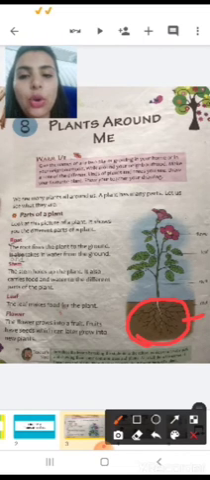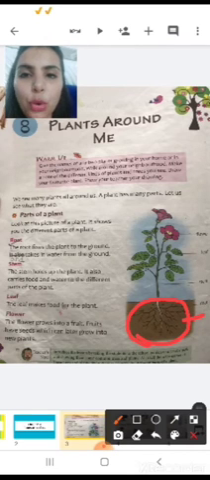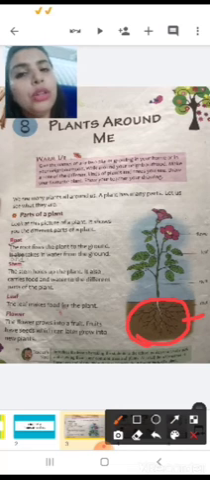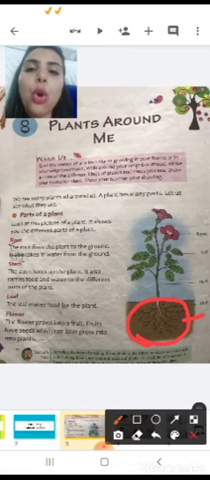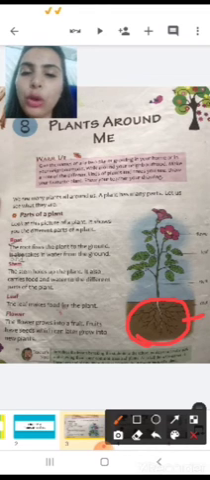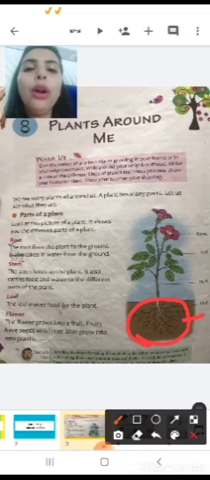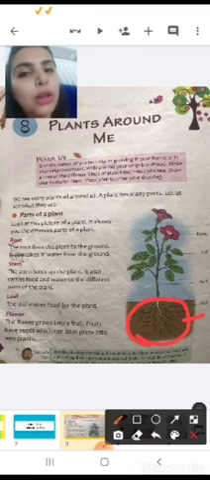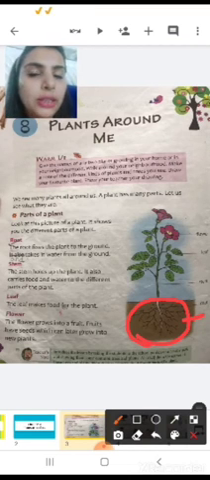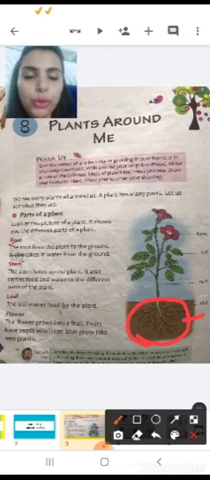Okay, it also takes in water from the ground. So whenever we give water to the plants, it directly goes to the roots, and the roots spread water all over the plant. So basically the water which we give, or the water which is already in the ground, all this water is taken by the roots. Okay, so this is the function of roots.